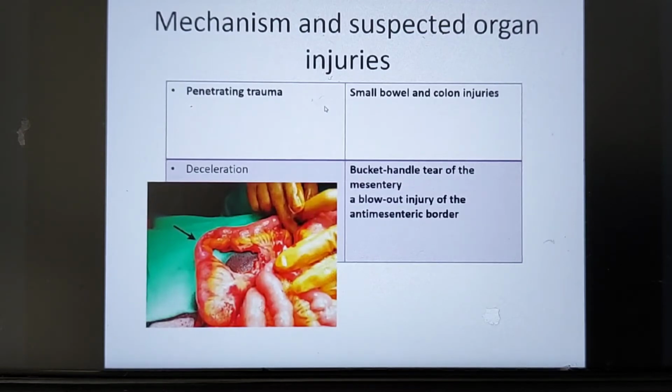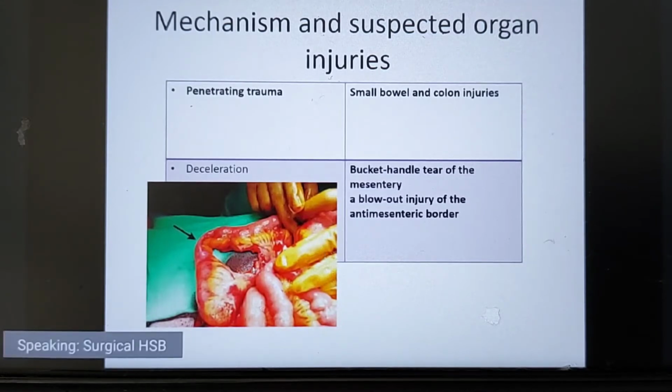So the mechanisms and suspected organ injuries: in penetrating trauma, as I said before, the small bowel and colon are the most common organs that can be involved. And in deceleration trauma, we can usually find a bucket-handle tear of the mesentery. So this is an example picture. It shows a bucket-handle tear of the mesentery.